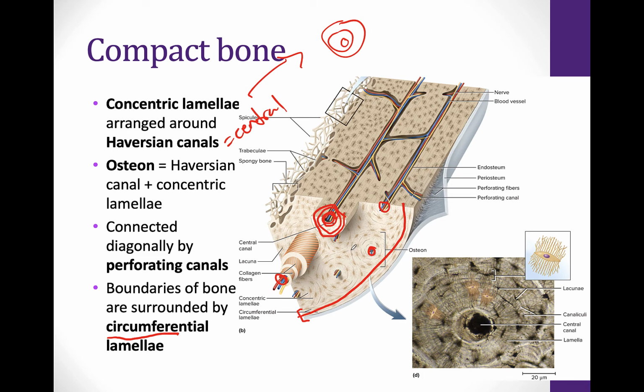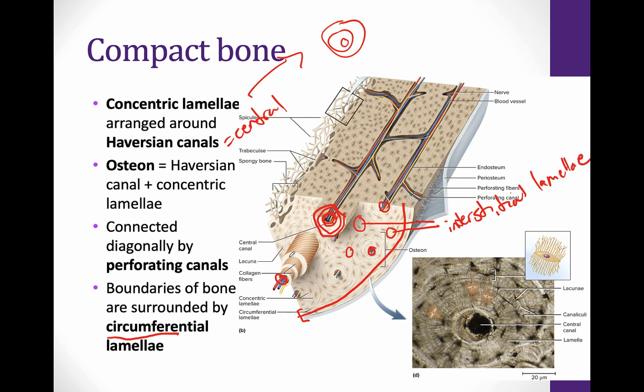And then if you look closely, circles don't ever line up correctly. So there's always little areas in kind of the corners where the circles don't match up perfectly. And these are called interstitial lamellae.